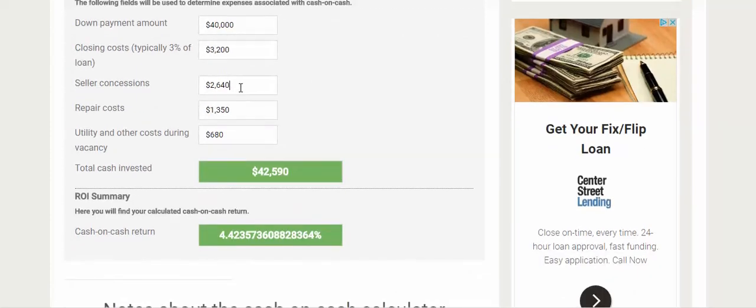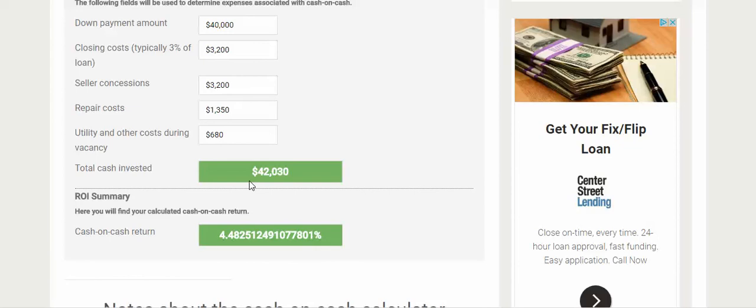Seller concessions. Let's say you get the seller to help pay some of those closing costs, chip in some money. So let's say the seller pays those. We're going to convince them to maybe raise the price, or what. We're going to ask for those closing costs to be paid. Maybe we'll get it, maybe not, but we'll assume we will to help lower our down payment.